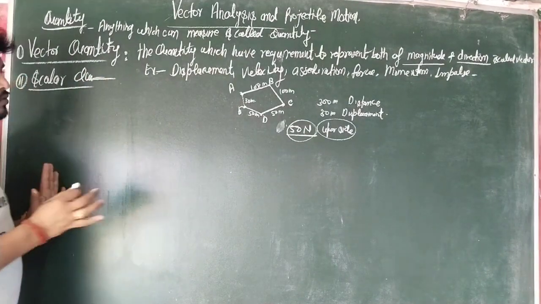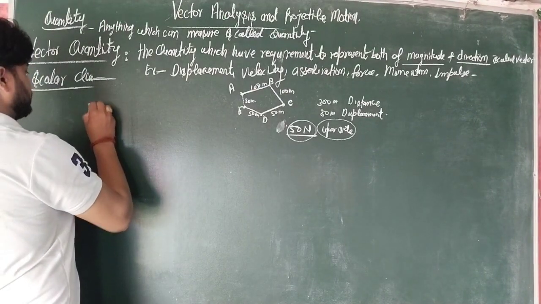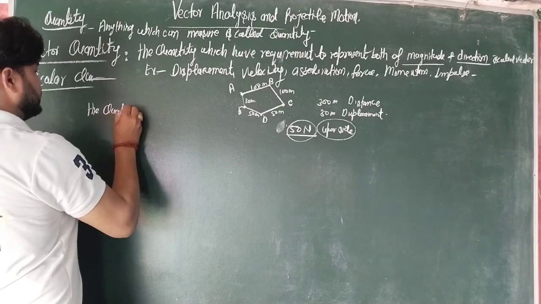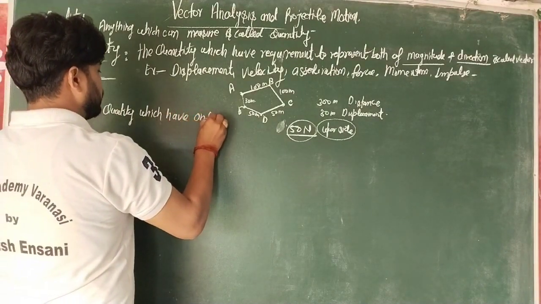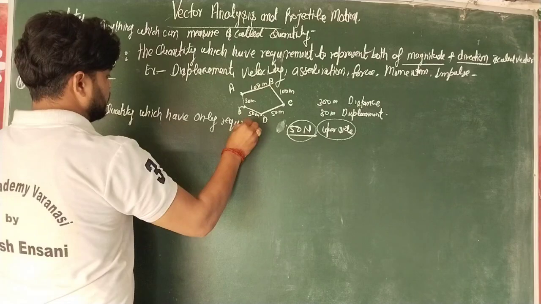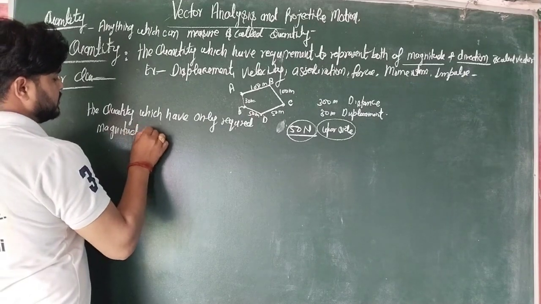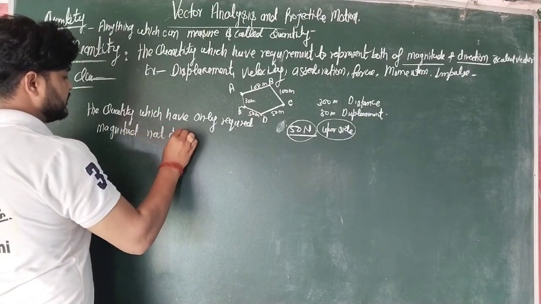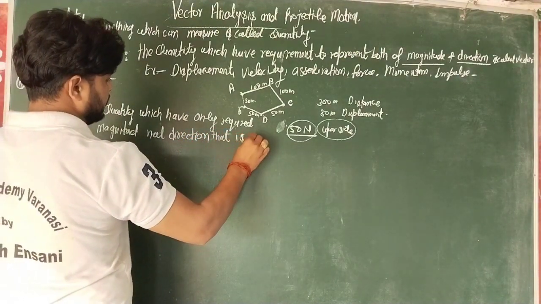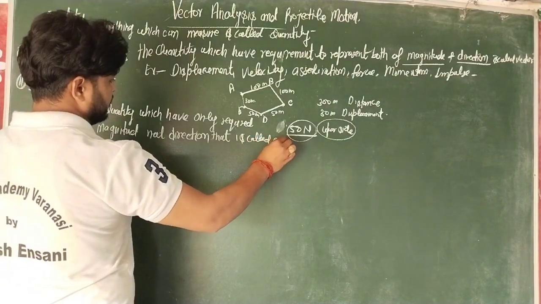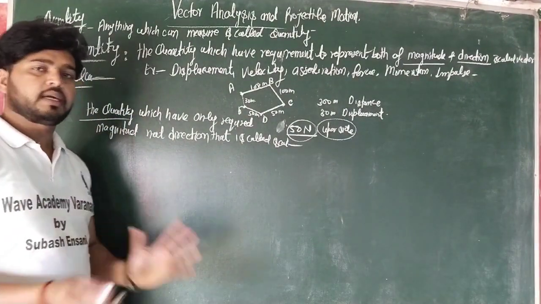Scalar quantity, the quantity which have requirement only magnitudes, not direction. The quantity which have only required magnitude, not direction. इसमें डायरेक्शन की रिक्वायरमेंट नहीं होता है, दैट इज कॉल्ड स्केलर क्वांटिटी. ओके, स्केलर क्वांटिटी में क्या होता है, इसमें केवल मैग्नीट्यूड्स की रिक्वायरमेंट पड़ती है बट डायरेक्शन की नहीं.